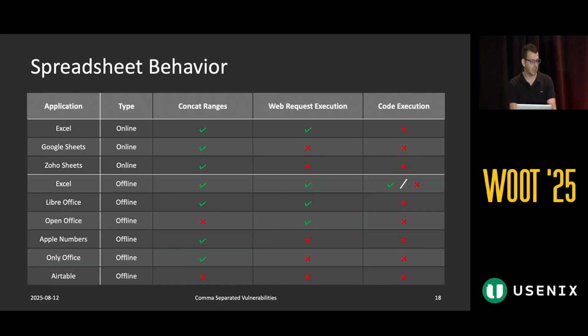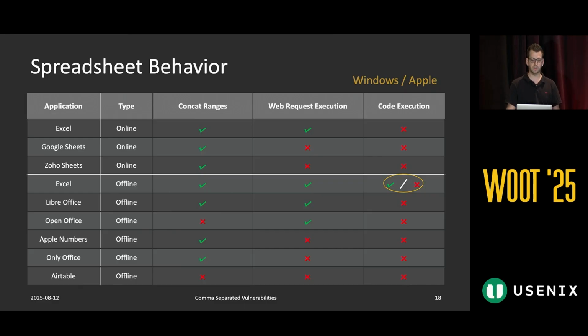Concatenation of ranges is supported by most of them, except OpenOffice and Airtable, where you can only concatenate single strings or single cells, but not ranges of cells. Next, we investigated if it's possible to execute web requests in a semi-automatic way, meaning you don't have to interact directly with the cell, so you only have to maybe accept a warning that the formula is executed. And third, we investigated code execution, which is only possible for the offline version of Excel, and only for Windows and not for Apple, because it depends on some system features of Windows.